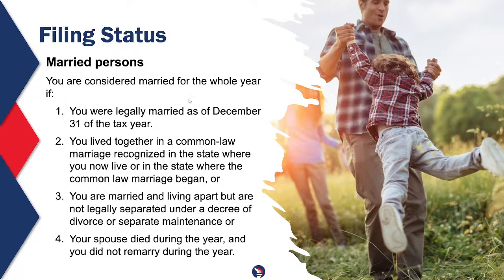Married persons, you're considered married for the whole year if you're legally married as of December 31st of the tax year. You live together in a common law marriage recognized in the state where you now live or in the state where the common law marriage began. You are married and living apart but not legally separated under a decree of divorce or separate maintenance, or your spouse died during the year and you did not remarry during the year. So we'll look at these from this point of view a little bit. Again, I'll mention that you could have your wedding ceremony on New Year's Eve. As long as you got everything signed and the ceremony's over by midnight, you're married for the entire year as far as the IRS is concerned.